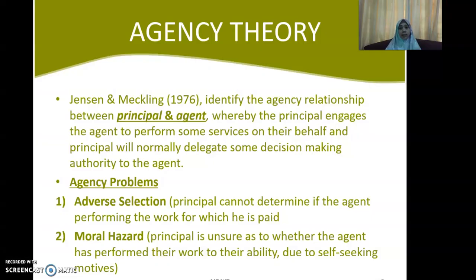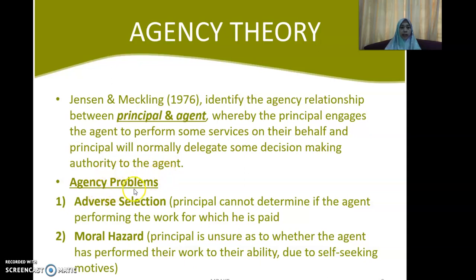First one is agency theory. What is agency theory? It was introduced by Jensen and Meckling in 1976, whereby it identified the agency relationship between the principal and agent. The principal engages the agent to perform some services on their behalf, and the principal will normally delegate some decision-making authority to the agent.